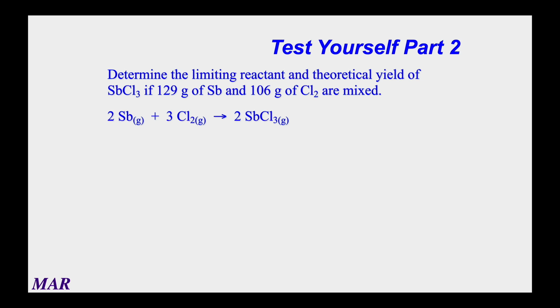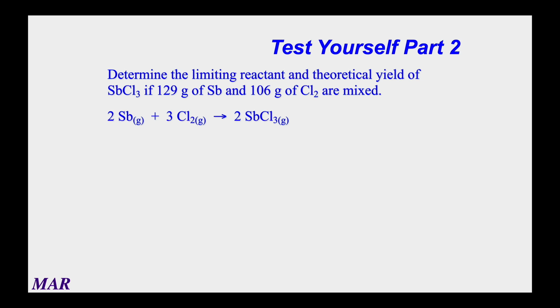And then from there, the lesser amount of SbCl3 made, whatever number that is, that's going to be the theoretical yield of the product. So on both of these, what I would do is I would go grams, moles, moles, grams.